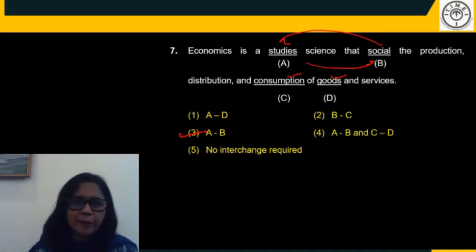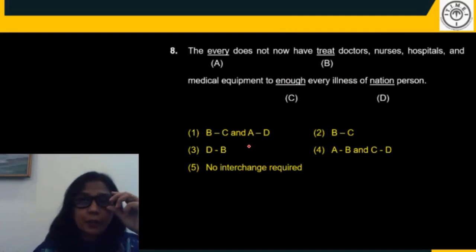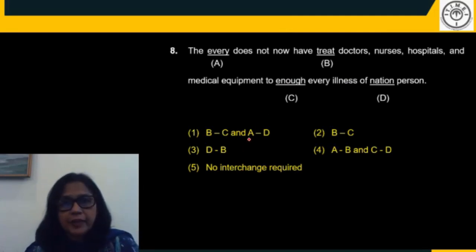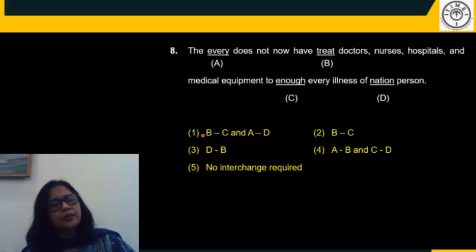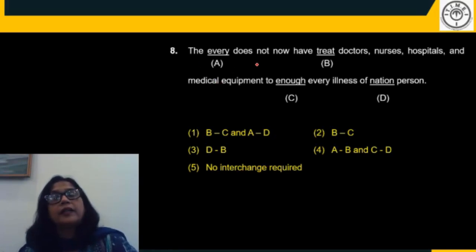That was a simple one. Collocation, if you recall, that also helps you get to the correct answer faster. Collocation is which word is used with which other word, or which is the best suited word for a particular occasion. The eighth one, the every does not now have, the every what?